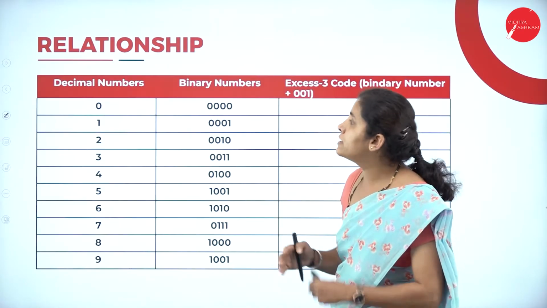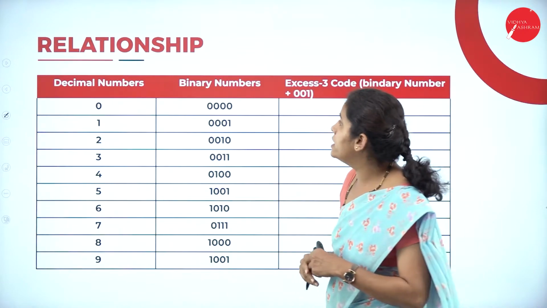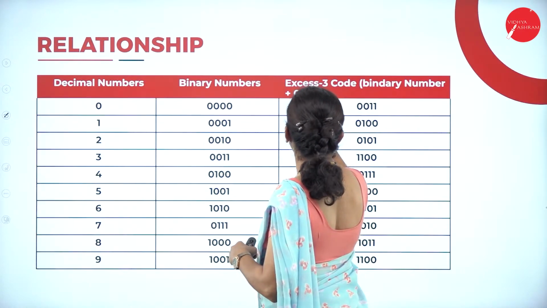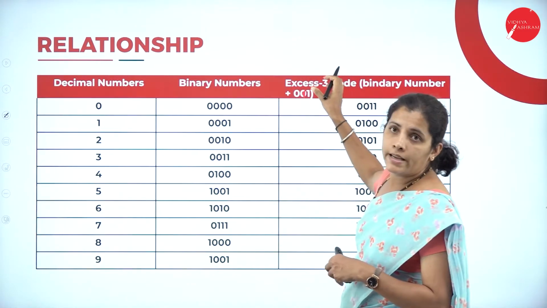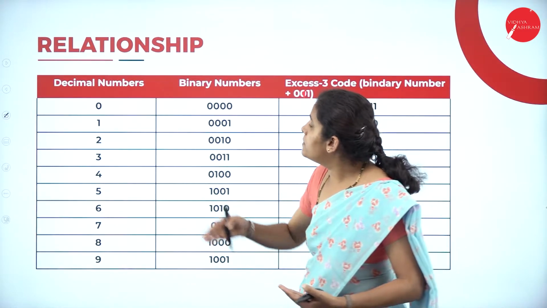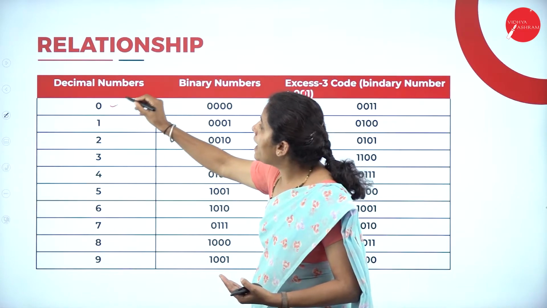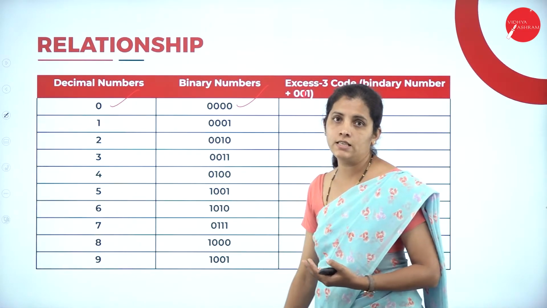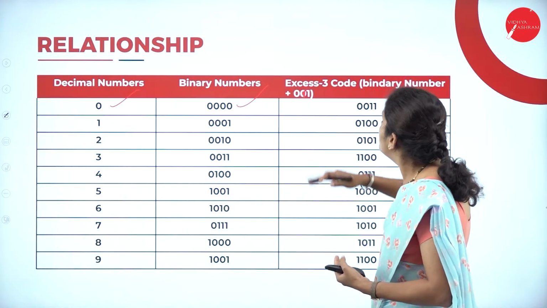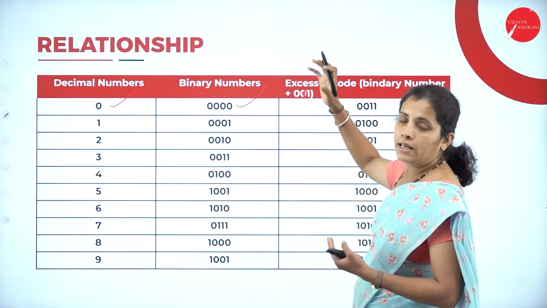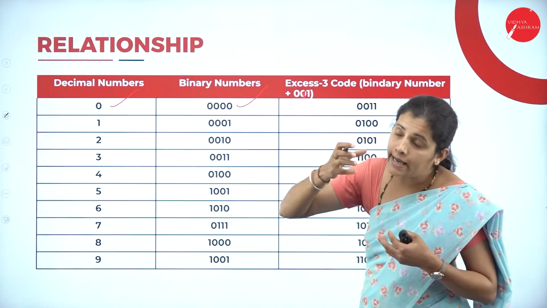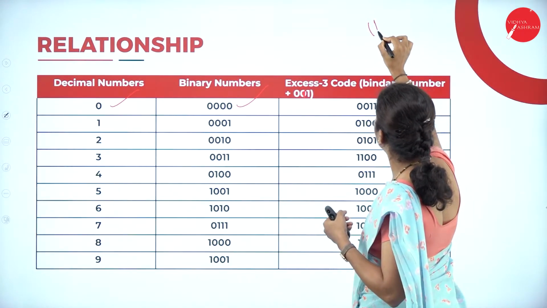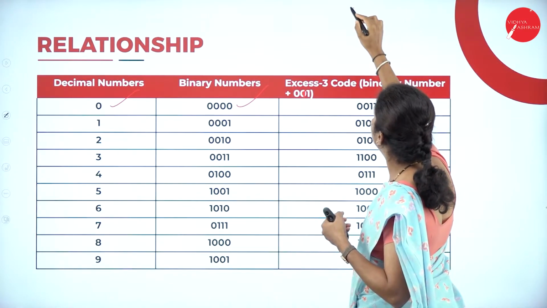So moving further, we are going to get the relationship between decimal number, binary number and Xs3 code. So what is the decimal number we have? It is 0. Then what is the binary representation? It is 0, 0. For Xs3, that means to convert to Xs3, I want to add 3.